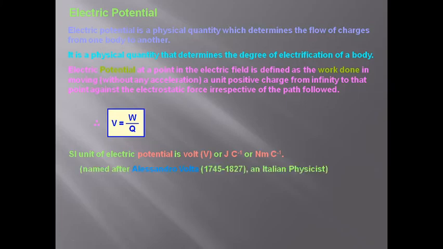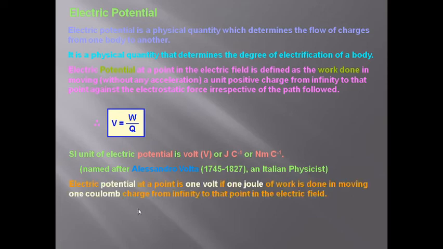This volt is the name given as the unit of electric potential, named after Alessandro Volta, an Italian physicist. Now, electric potential at a point is 1 volt if 1 joule of work is done in moving a charge of 1 coulomb from infinity to that point in the electric field. So that is the definition of 1 volt that will be asked in 1 verse.